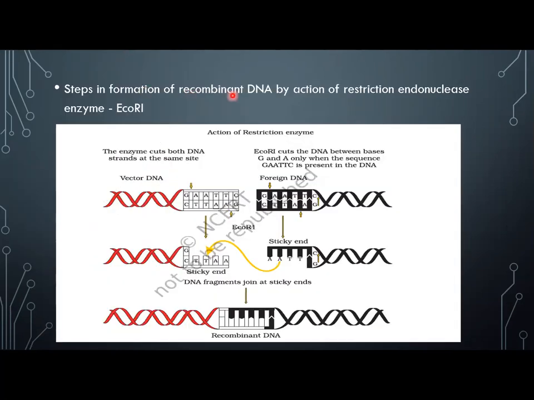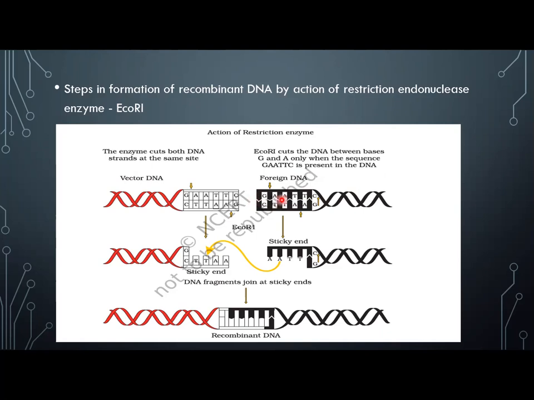Steps in the formation of recombinant DNA by action of restriction endonuclease enzyme E. coli. Action of restriction enzyme: the enzyme cuts both DNA strands at the same site. E. coli cuts the DNA between the bases G and A only when the sequence GAATTC is present in the DNA. It's a vector DNA, it's a foreign DNA.